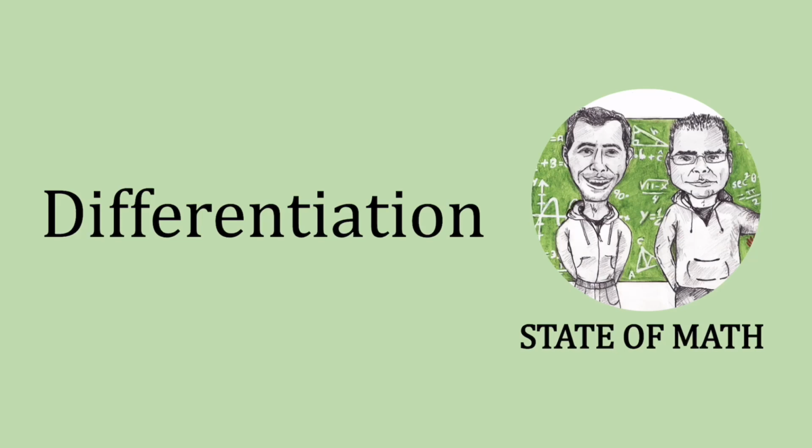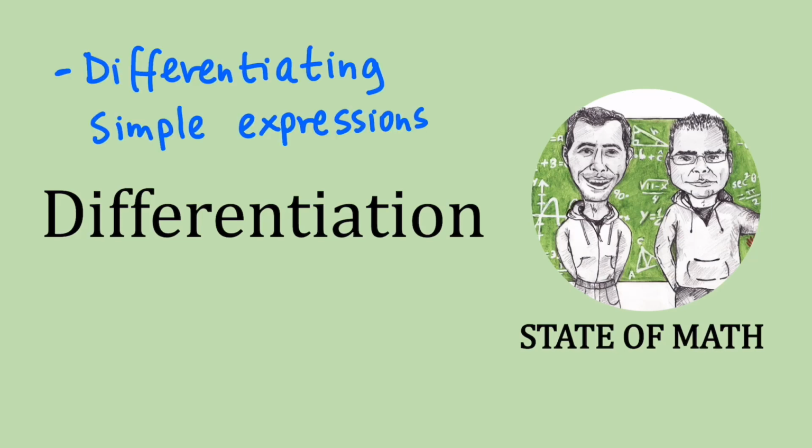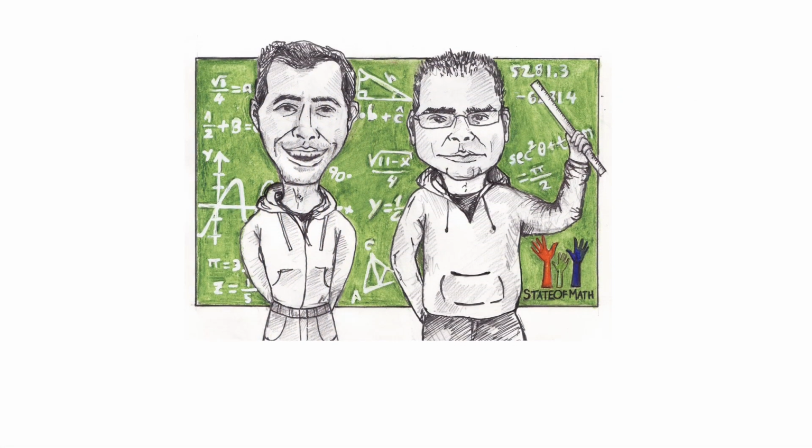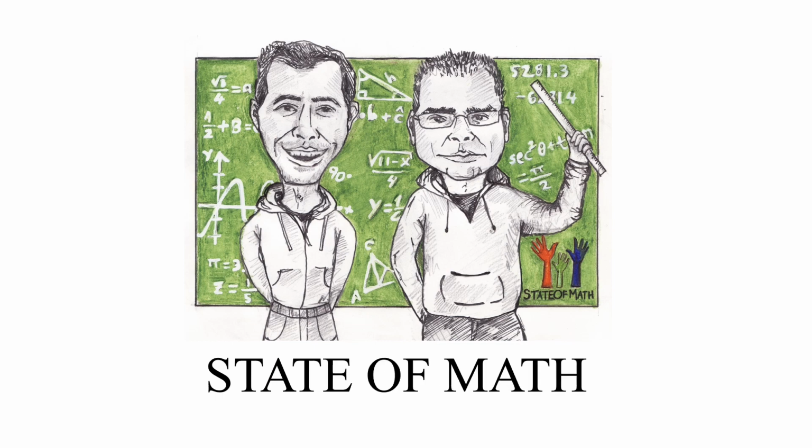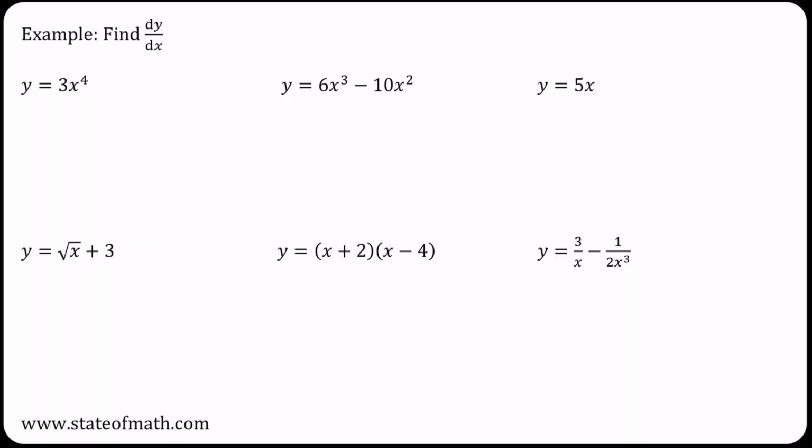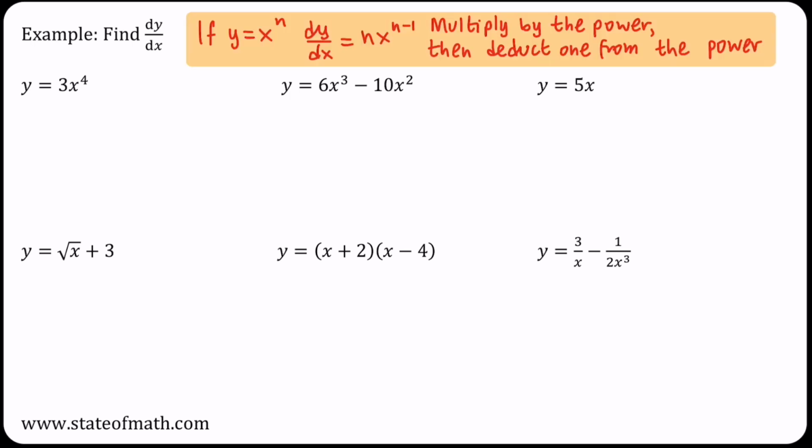In this video, we'll be looking at differentiating simple expressions and evaluating dy/dx by working through examples of varying difficulty. We start off by reminding ourselves that when we are finding dy/dx, there's a simple rule we need to follow. We get the power down and we deduct 1 from the power. The notation we use is dy/dx.